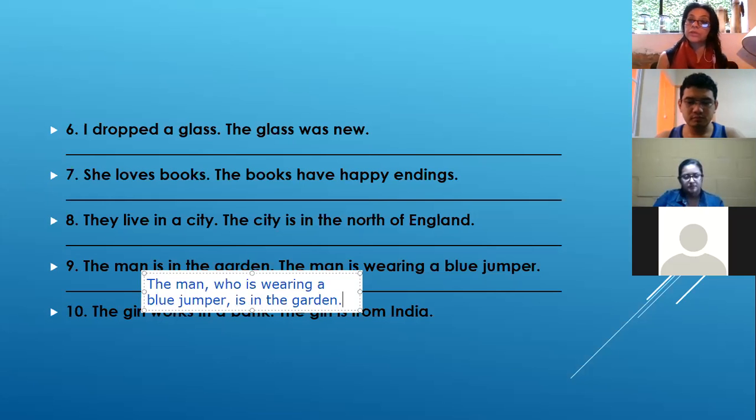So that would be the result of number 9 and number 10, because in this case, they are relative clauses, but they belong to the category of non-defining. If I omit who is wearing a blue jumper, I have the man is in the garden, I have a perfect sentence, all right? And what is between commas is extra information, all right? Do you understand the difference between those two? One gives you essential information and the other one just gives you extra information that could be omitted.